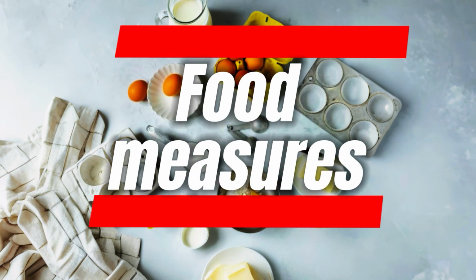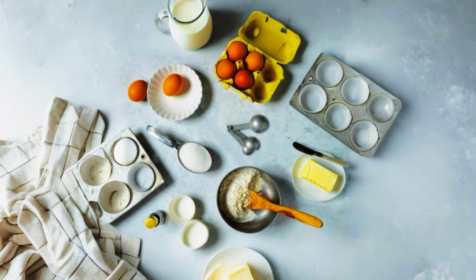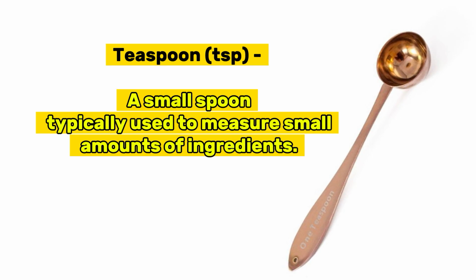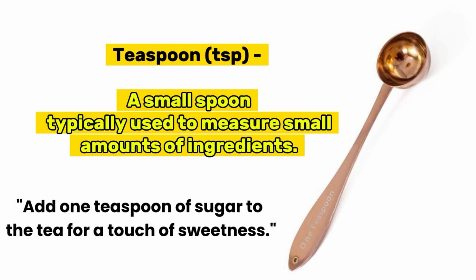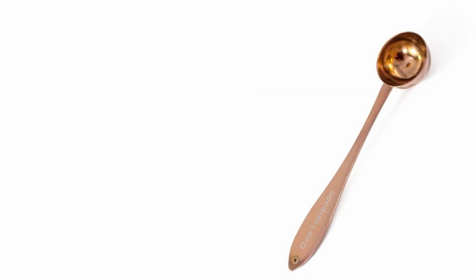So in today's video we are tackling a fundamental part of cooking, understanding food measurements in English. So let's start. Teaspoon. A small spoon typically used to measure small amounts of ingredients. For example, add 1 teaspoon of sugar to tea for a touch of sweetness.